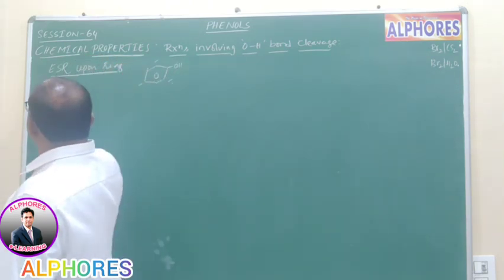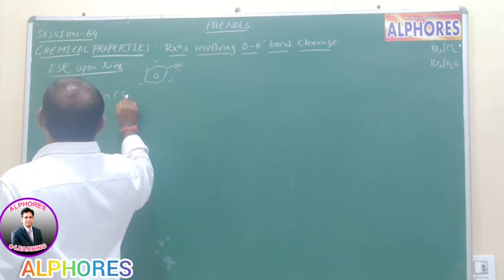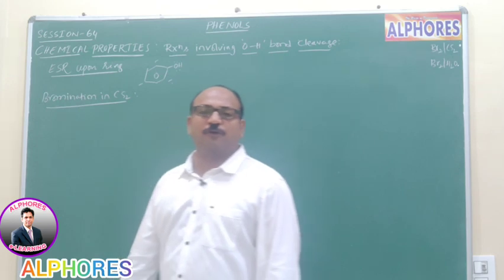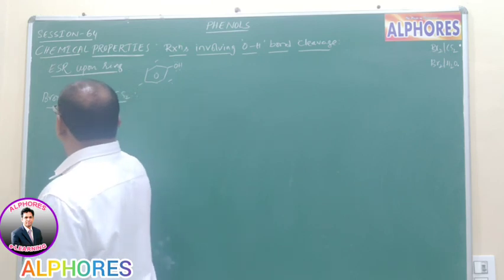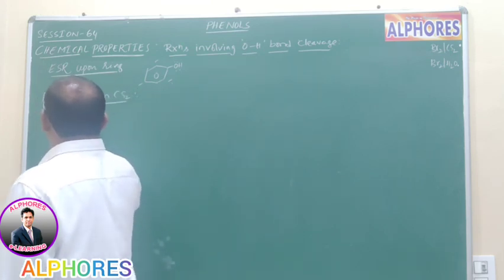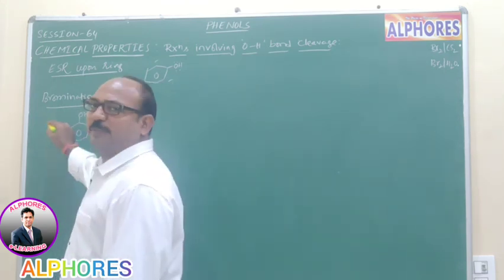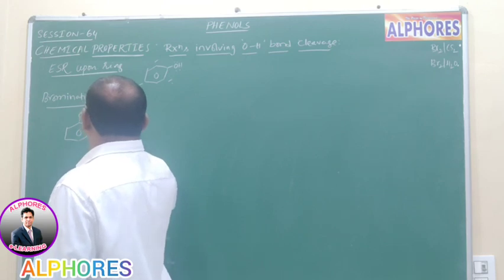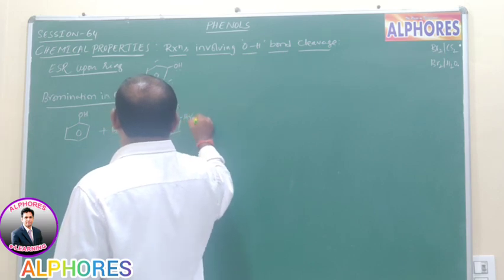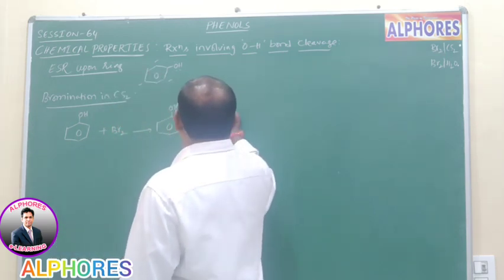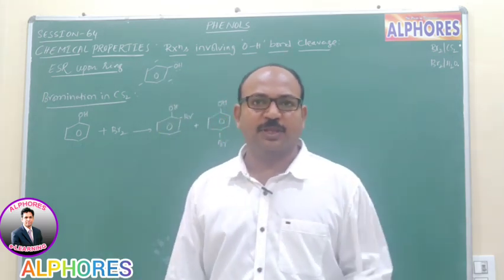Let us see bromination. Here two types of reactions are there. Bromination in carbon disulfide or CCl4, meaning non-polar solvents. In non-polar solvents, the phenolic OH still remains as OH and it activates the ortho and para positions. That's why upon bromination we get ortho-bromophenol and para-bromophenol as the products. These two are the products.